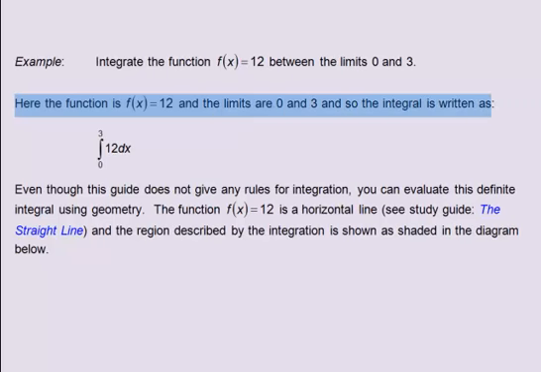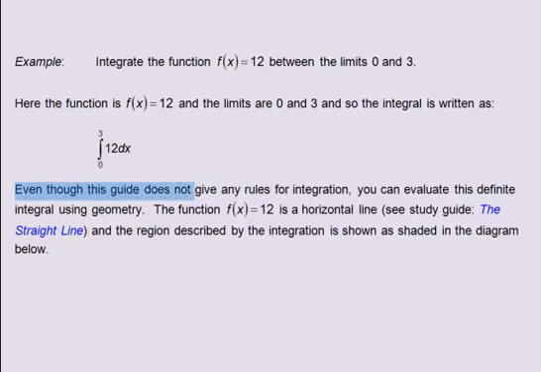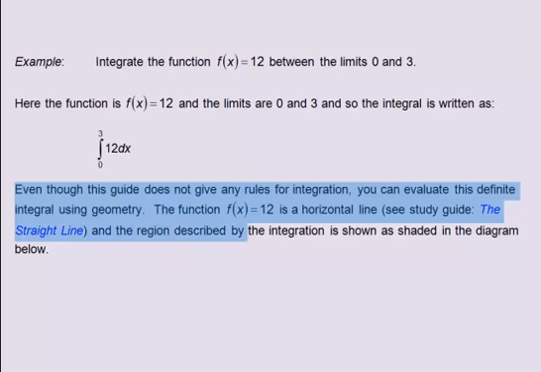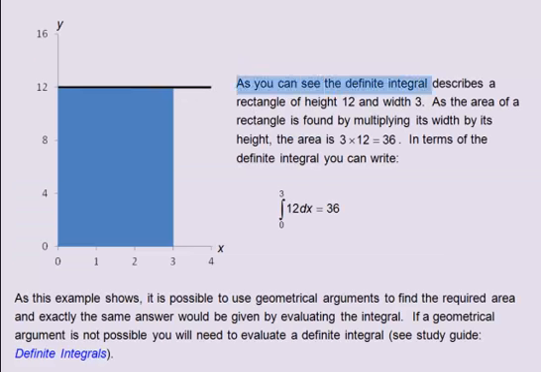Even though this guide does not give any rules for integration, you can evaluate this definite integral using geometry. The function f of x equals 12 is a horizontal line, see the study guide, the straight line, and the region described by the integration is shown shaded in the diagram below. As you can see, the definite integral describes a rectangle of height 12 and width 3.